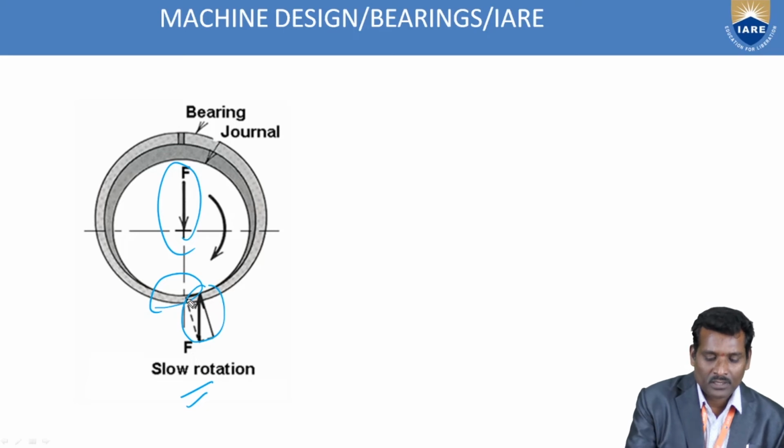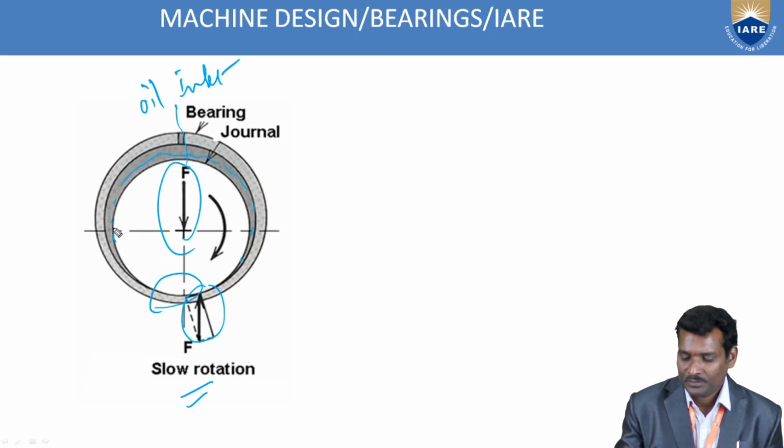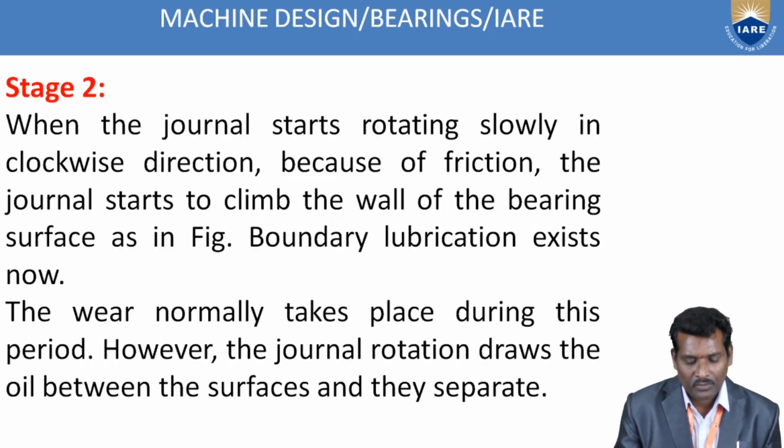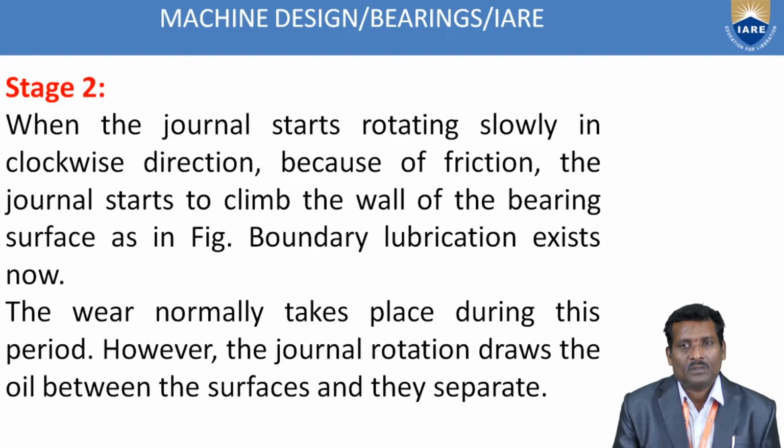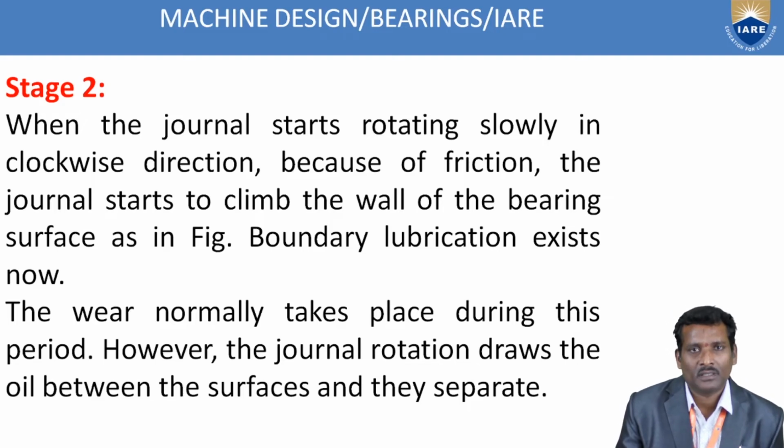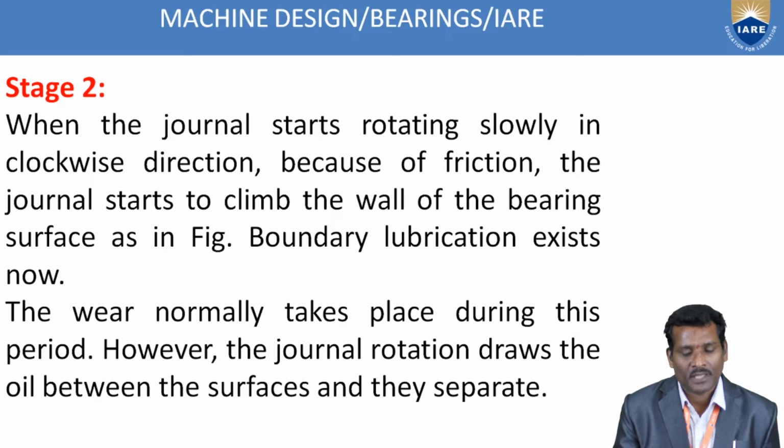So why? Because whenever the journal rotates, it slowly draws the oil from the oil inlet. So this is the oil inlet. Slowly the gap also fills with lubrication oil. In this case, the wear normally takes place during this period. So boundary lubrication exists in this type of bearing stage.